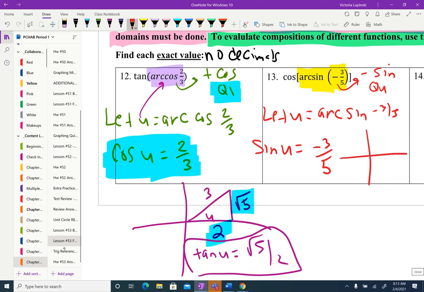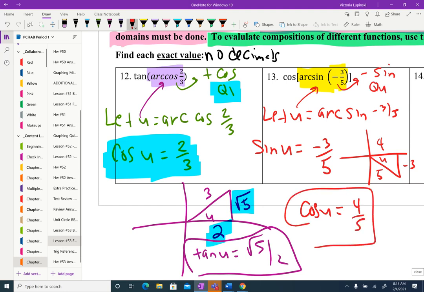You're going to draw a triangle in quadrant 4. Here's your U. A sine is an opposite over a hypotenuse. This is a 3, 4, 5 triangle, so this is 4. Because you let U be equal to this entire thing, what you're really finding is the cosine of U, and the cosine of U is the adjacent over the hypotenuse.